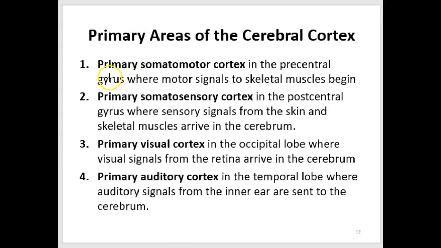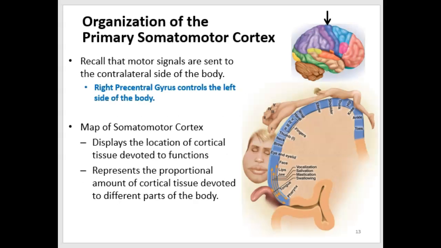So this slide lists those primary areas that I'd like you to know. There's 4 of them: the primary somatomotor cortex, the primary somatosensory cortex, the primary visual cortex, and the primary auditory cortex. And one thing that's really interesting about the primary somatic cortices, both motor and sensory, is that they're highly organized based on where a signal is being sent or received from.